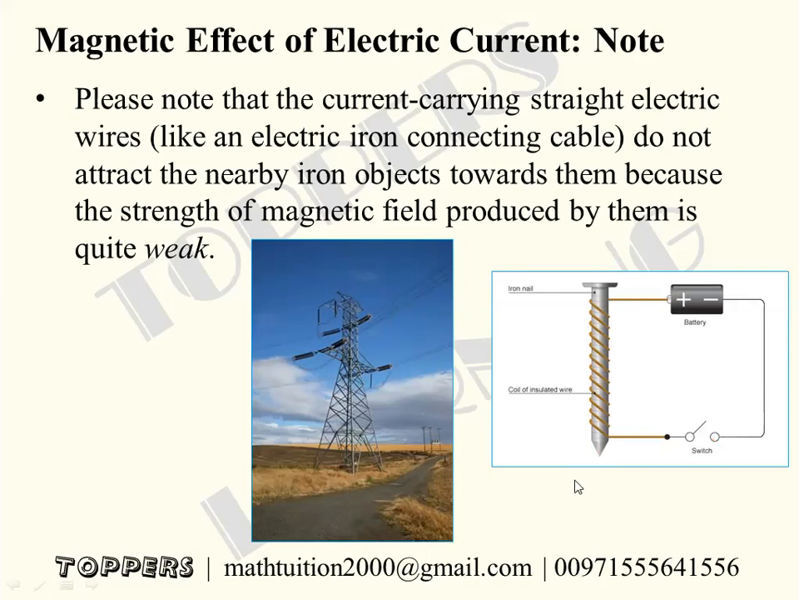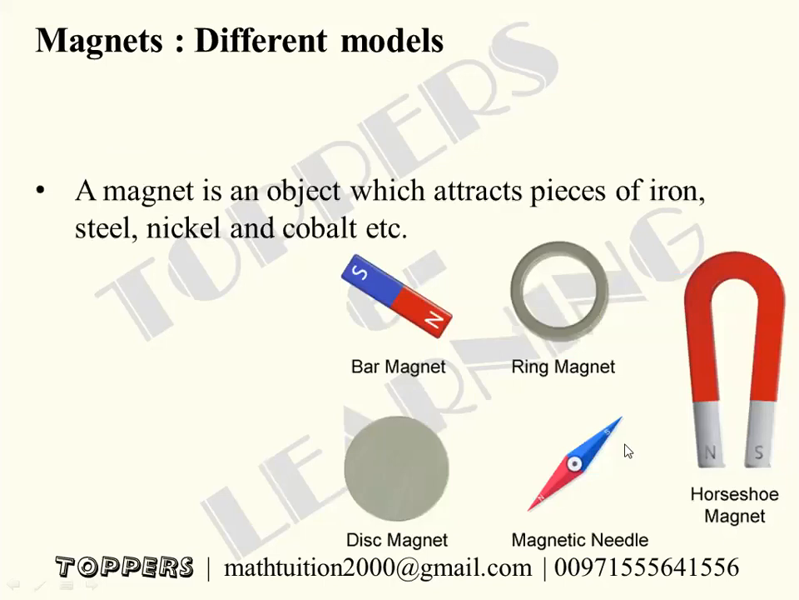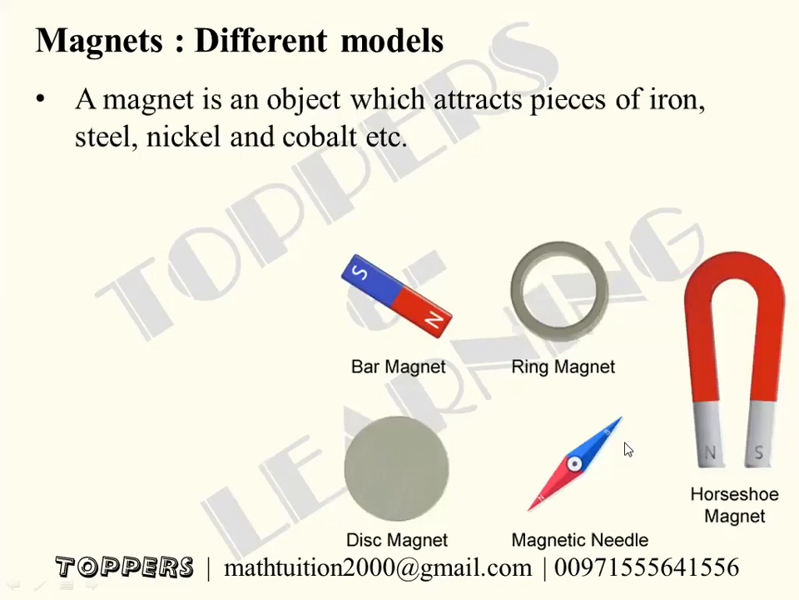Now, different models of magnet. A magnet is an object which attracts pieces of iron, steel, nickel, and cobalt, etc. Simply, we can say, that is the definition. Everyone knows that simple definition.